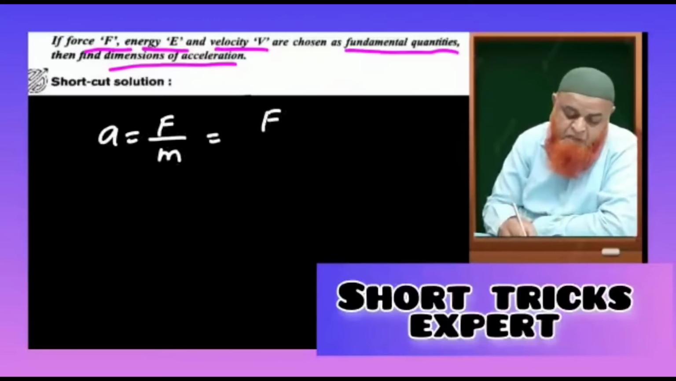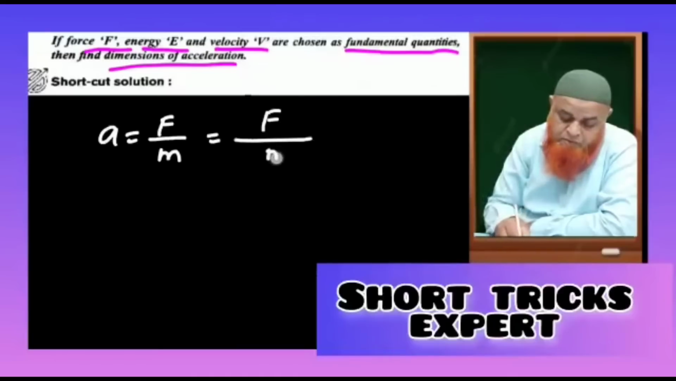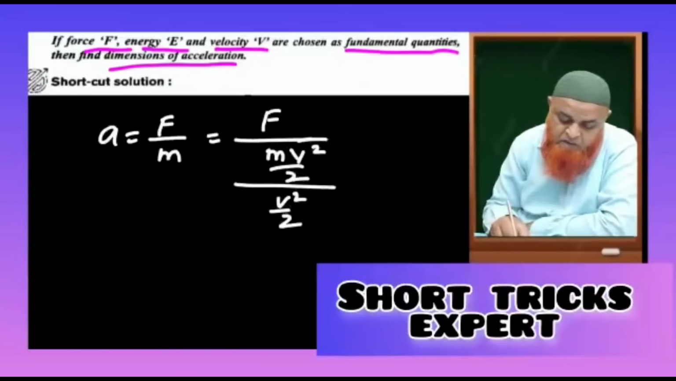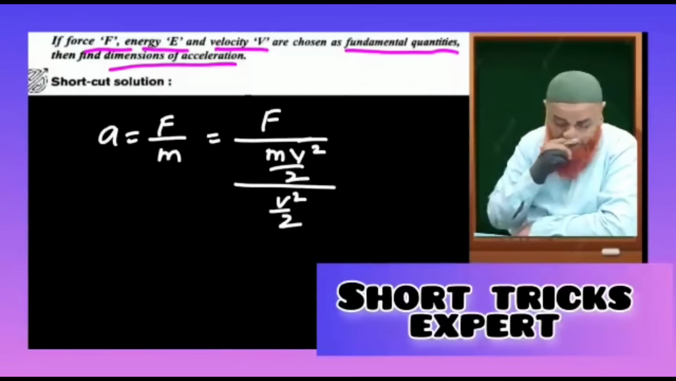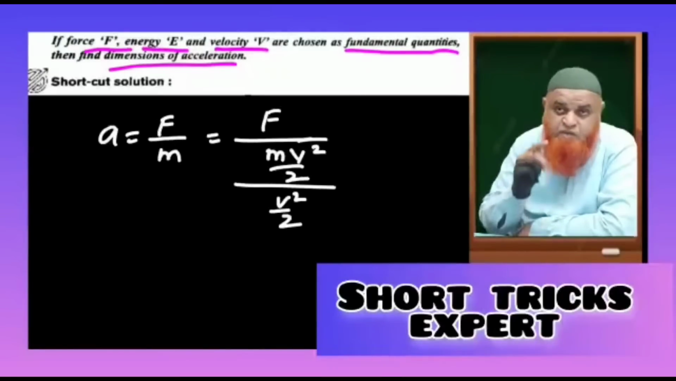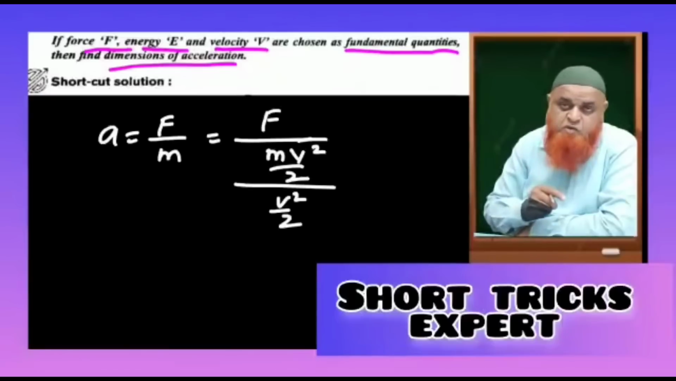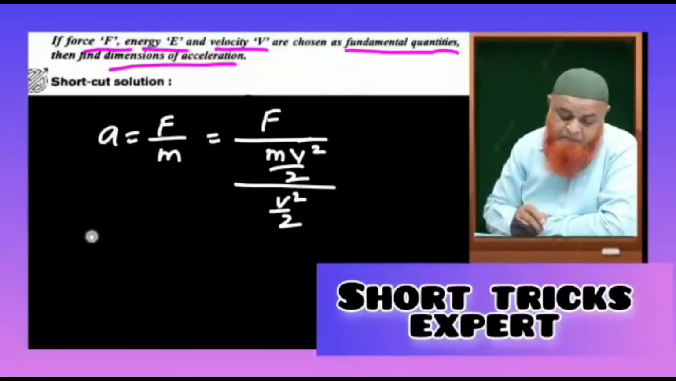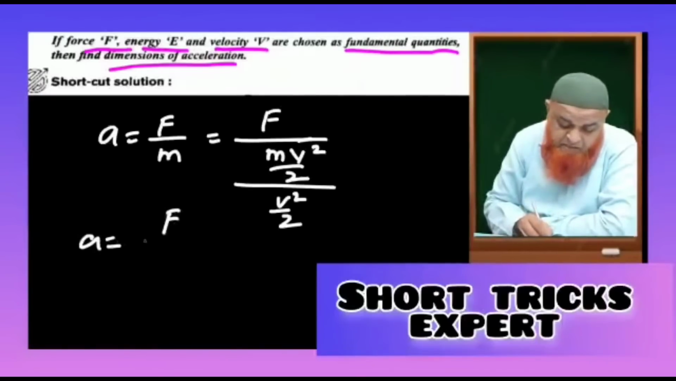Is it okay? So force is there in the question, and for mass, what I am going to do is write mass multiplying with v square by 2, whole divided by v square by 2. That's it. It's very simple. I am multiplying v square by 2 divided by v square by 2 so that you will get the same mass here. So let us see here now.